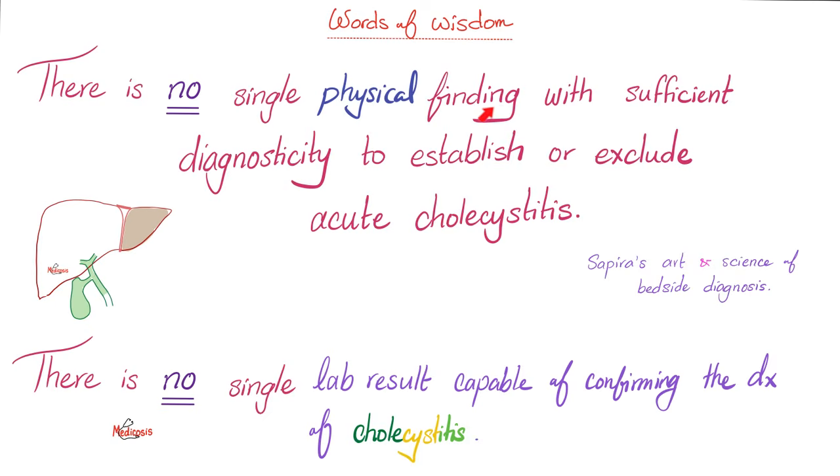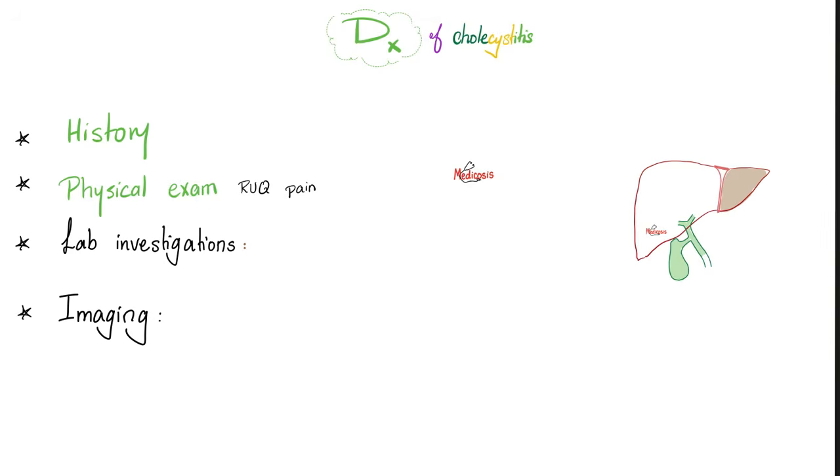There is no single physical exam finding that can give you a diagnosis of cholecystitis or exclude the diagnosis for that matter. Moreover, there is no single lab result capable of confirming the diagnosis, and that's why you need an ultrasound to see the stone. Diagnosis of cholecystitis: you need history, physical exam, labs, and imaging. History: fat, fertile female in her 40s. Physical exam: right upper quadrant pain, fever, Murphy sign, etc.